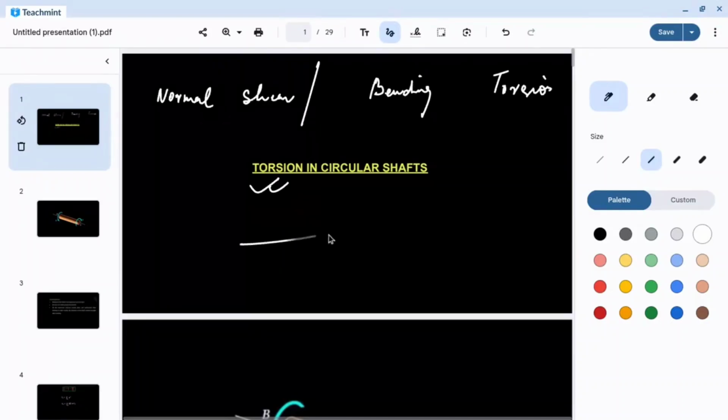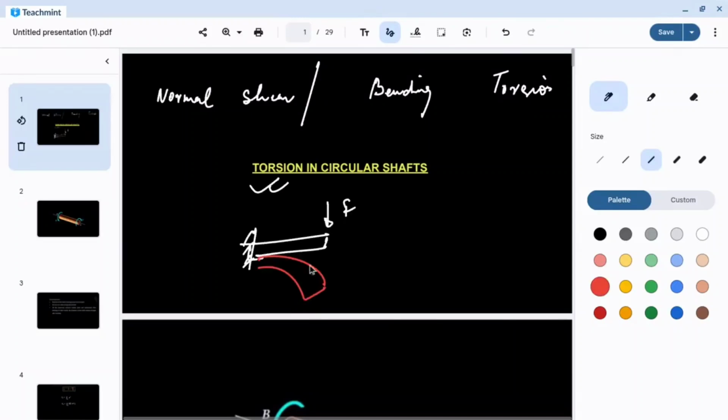Bending, suppose the bottom layer is fixed. If you are applying the force here, it will bend like this. Bending is basically called bending moment. Torsion is when it twists, in a clockwise and anti-clockwise direction. That is called torsion.